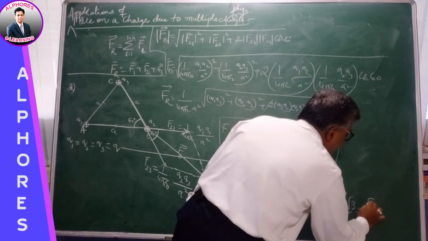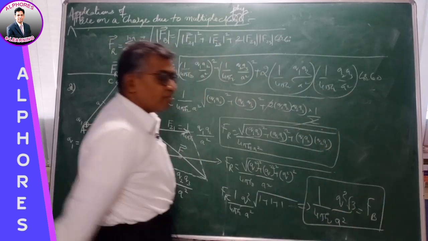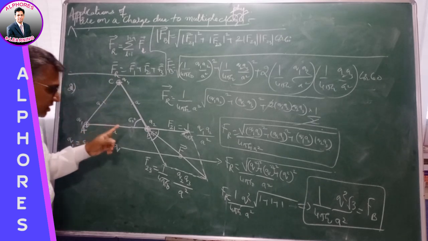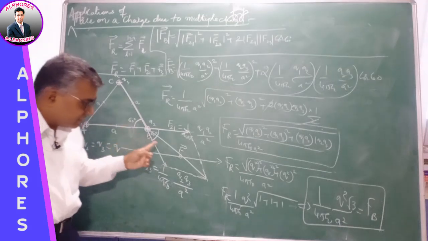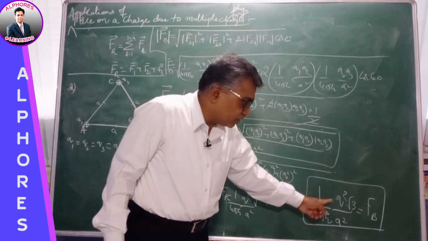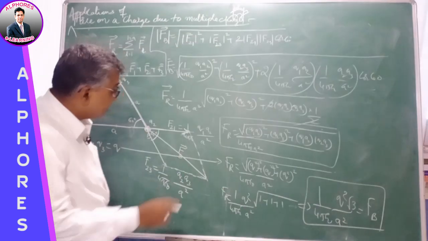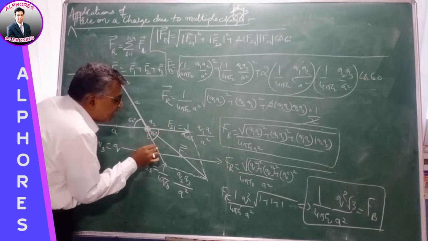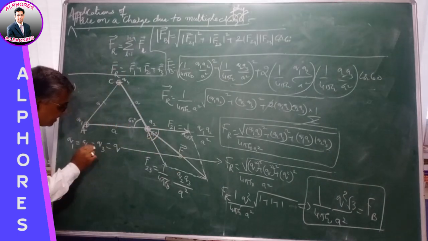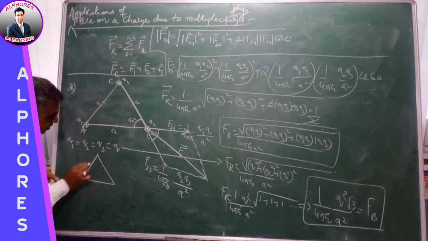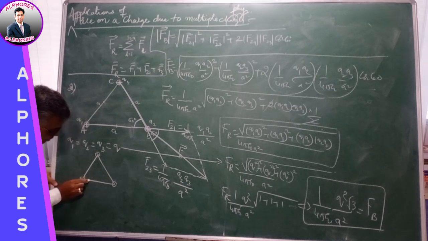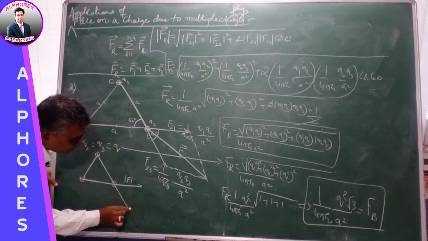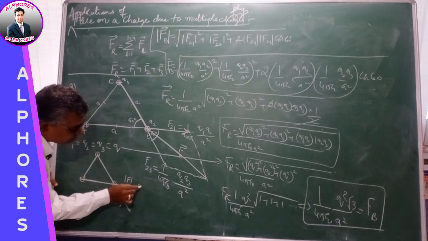So this is the resultant force on B. If all three are like charges of the same magnitude, then the force on any charge at any vertex is 1 by 4 pi epsilon naught Q square by a square times root 3. And according to the parallelogram law of vectors, if these two vectors are of the same magnitude, the resultant would be, for this condition, if I consider all three charges of the same magnitude, the force due to this charge has the same magnitude as the force due to this charge. So these two forces are of the same magnitude.